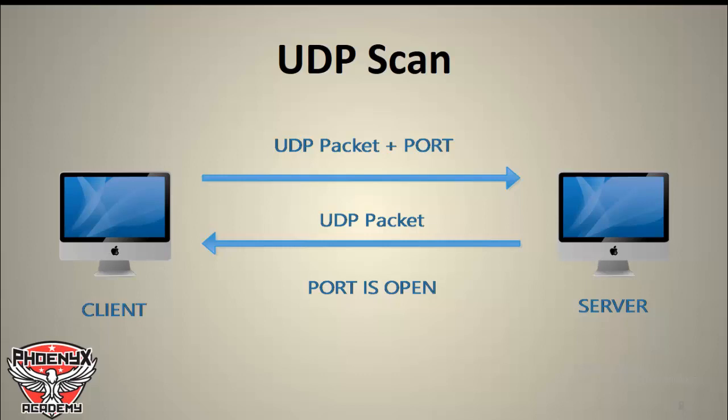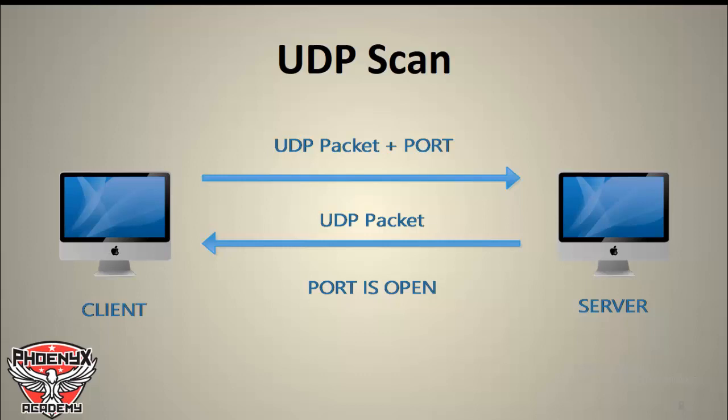Now, another type of scan is the UDP scan. UDP is the opposite of TCP, because we have transmission control protocol and user datagram protocol. Transmission control protocol is called reliable, connection-oriented communication. However, UDP is connectionless communication.